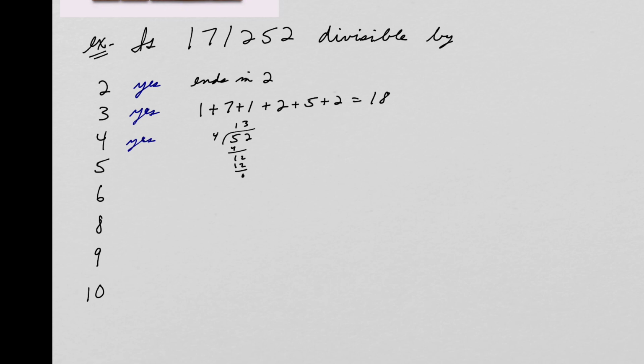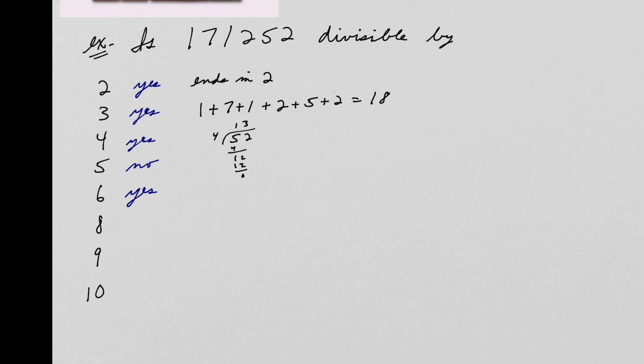Is it divisible by 5? Well, remember, the last digit has to be either 0 or a 5, right, for it to be divisible by 5, the ones digit. And it's not, so this is no. Is it divisible by 6? Well, the rule for 6 is it has to be both divisible by 2 and 3. And since we have yeses on both of those, right, it's divisible by 2 and 3, it automatically is divisible by 6. So that's yes.